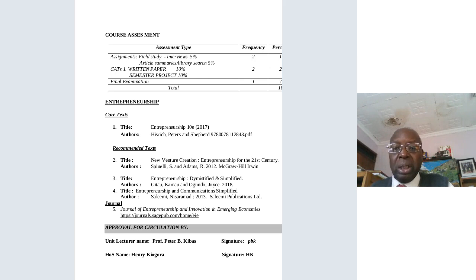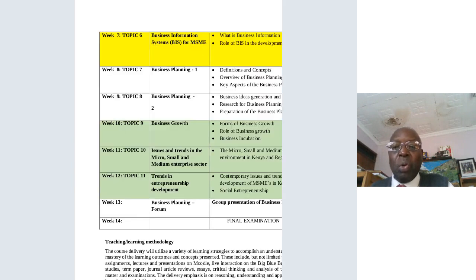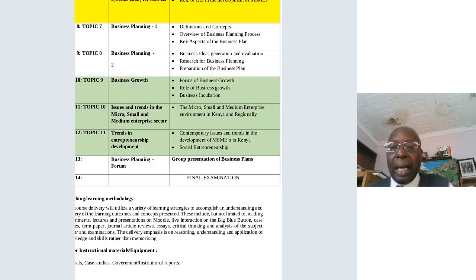There will also be a topic on how businesses grow. That we also cover. We talk about business growth, the aspect, forms, incubation to the next level. We'll be ending the course with the issues and trends, the current situation of how our businesses are running. How do they cope? How do they run? And some of the trends that we see today.